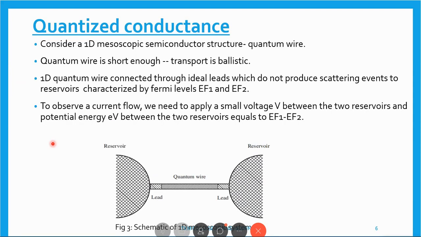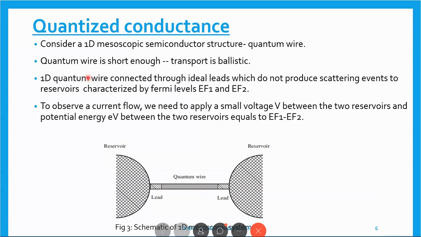So I already told that Van Wees et al. was the first person who found this particular quantum point contact, and they discovered this concept of quantum conductance. Now, in order to understand the terms much better, we can try to derive the formula for this quantum conductance. For this, consider a 1D mesoscopic semiconductor structure. Let it be a quantum wire. Okay. So this quantum wire is short enough that the transport is ballistic. I have already discussed what a ballistic transport is in the first slide, right?